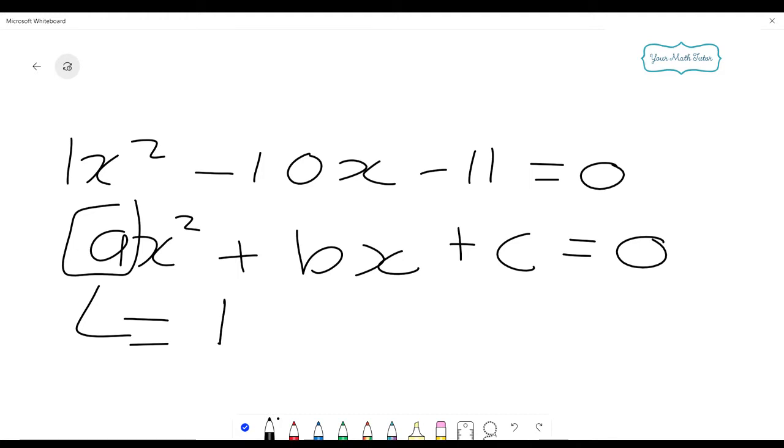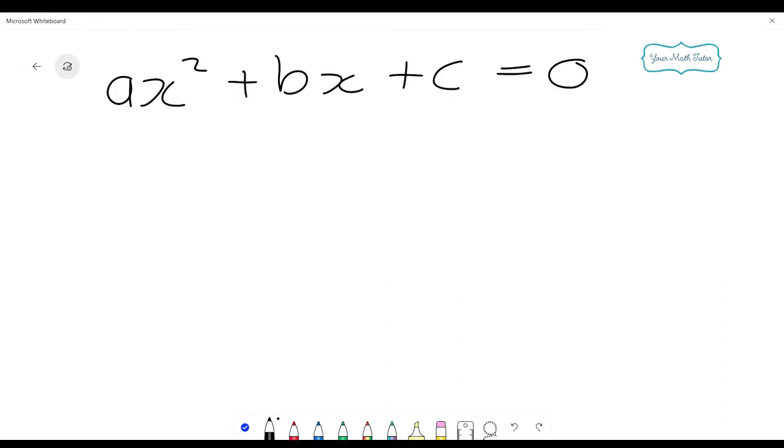If it wasn't, you are supposed to divide through the entire equation with whatever that coefficient is to make sure that the coefficient of x squared is equal to 1. So if you had 2 as the coefficient of x squared, then you're going to divide 10x by 2, 11 by 2, and 0 by 2. I've kept the general format on the top so that I can always know what I'm referring to when I'm referring to a certain variable or a certain letter or a certain coefficient.